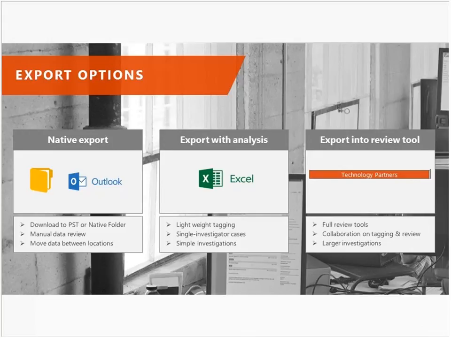When I'm ready to actually export the data out, I've got various different options. I can export the data out natively in PST format, or in the folder structure that the data was contained within OneDrive or within SharePoint, allowing me to then move that data into a processing tool. In a lot of cases we see that there are still plenty of corporations that are keeping data within their walls, not using review tools, and they just load that data up into Outlook or go through that data manually on really small investigations.